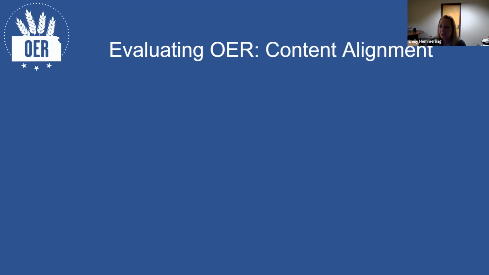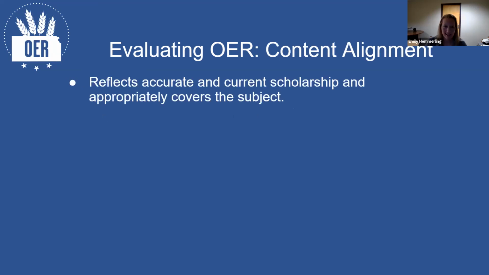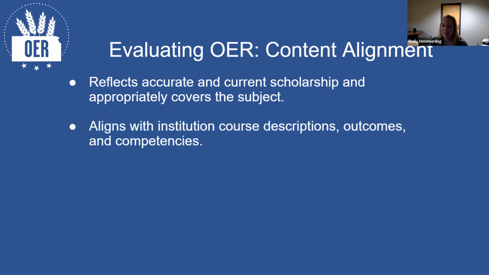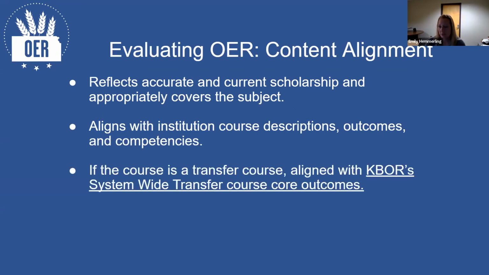For the most part, you're going to be evaluating OER for content alignment. Just like with a traditional textbook or publisher-supplied material, does it cover the material you need to cover? Is it accurate and current? It also needs to match the course description and any outcomes or competencies associated with the course. Again, if the course is a transfer course, we can go back to that system-wide transfer portal, and you can look at the outcomes there.